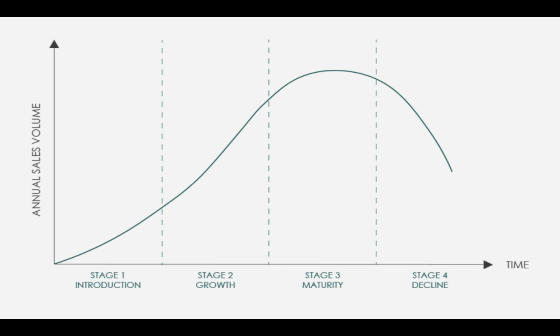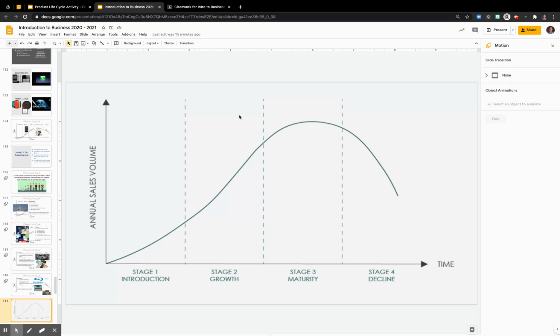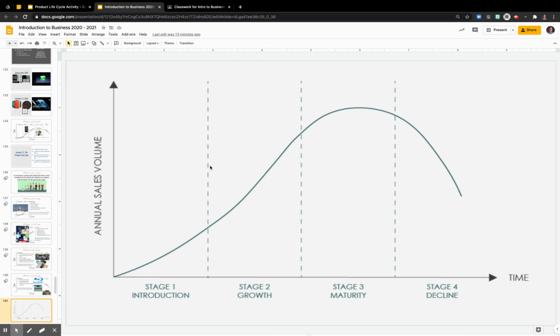Okay, so for this assignment, which is going to be posted on Google Classroom, you're going to see two slides that will look very similar to the chart that I just took you guys through. What you're going to do is think and identify a product that is in each one of these stages of the product life cycle. Then you're going to find an image of that product and place it in the appropriate stage.